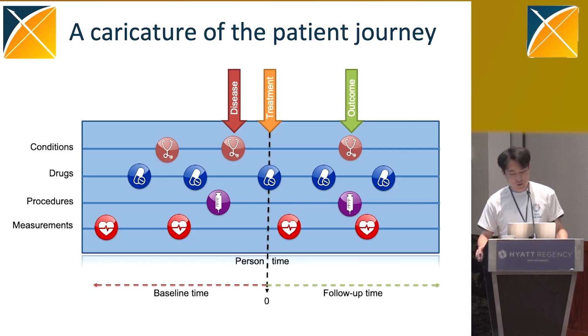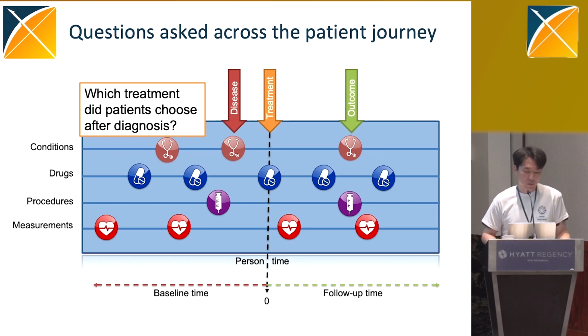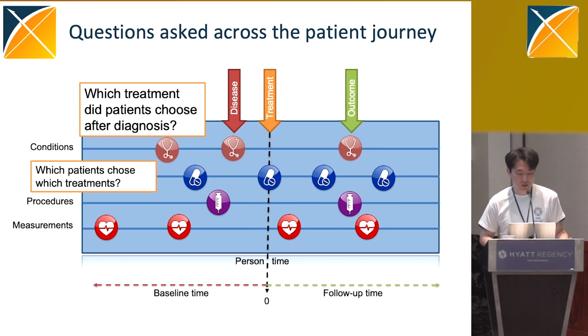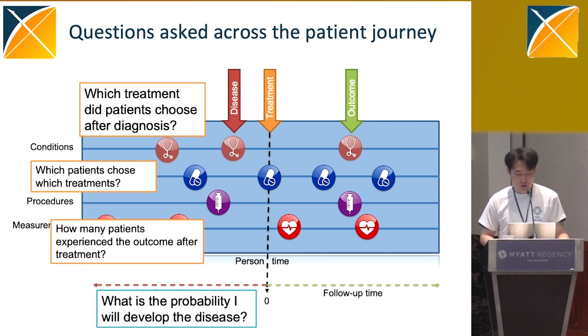And along the way, there are so many different questions we can ask about these patients' journeys. So maybe, for example, which treatment did patients choose after diagnosis, and which patients choose which treatment, and how many patients experience their outcome after treatment. So these questions are related to describing patient characteristics.